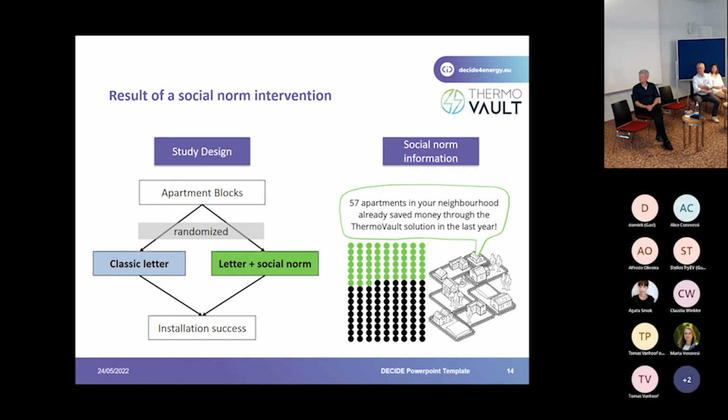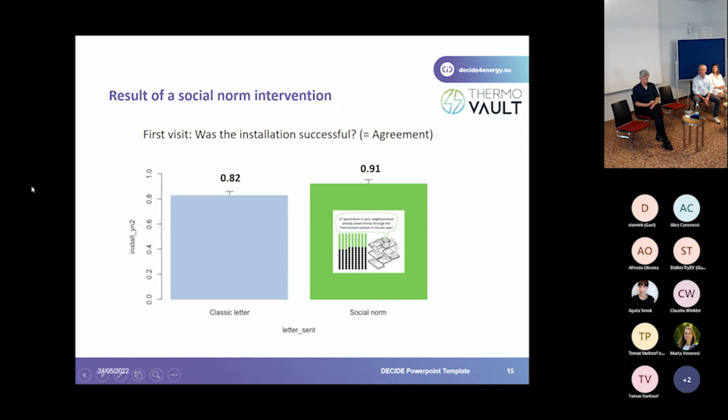What is a social norm? In reality, when we sell to social housing companies, we first do a proof of concept. We show to them it works, these people save energy, save money, so that helps. We use that information to show in the letter, okay, in your neighborhood with the same company, in this case it was the EDR warning, we installed the device and people reap the benefits, and then we push that letter as well. So 2 letters in parallel, one like we normally did, with the failure rate we normally have, and one indeed with the social norm attached to it.